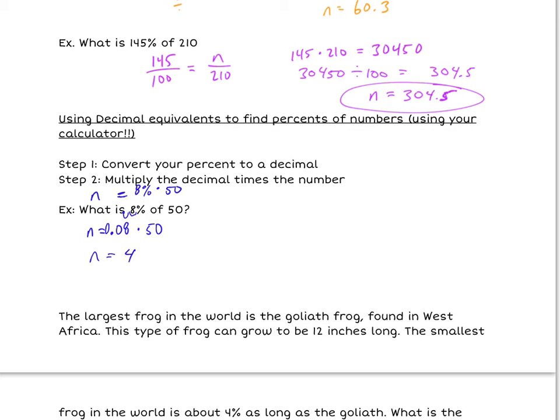Again, you can do these with proportions, or you can do these by making them an equation.